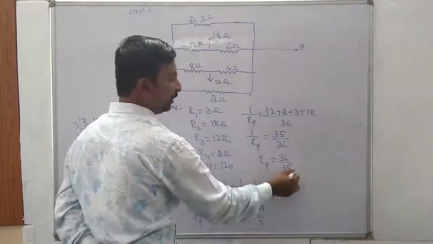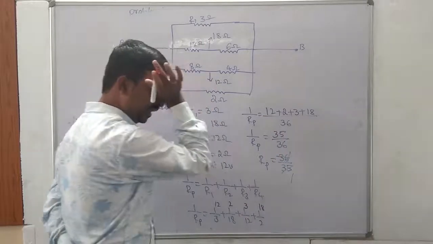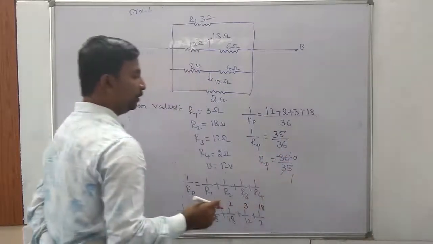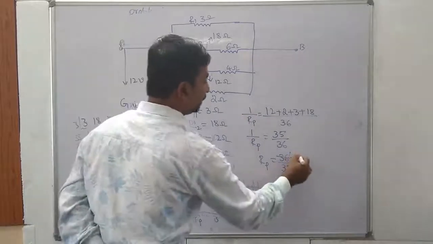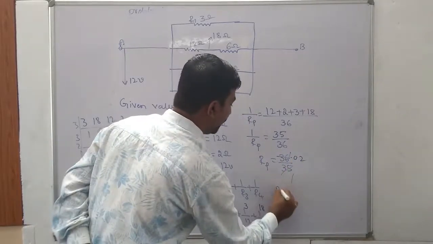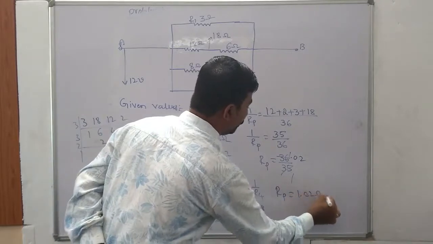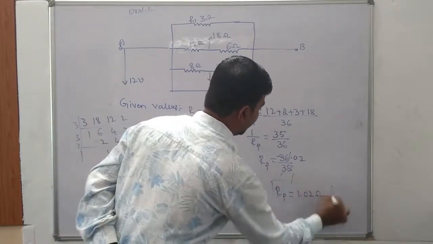35 ones are 35, then 35 twos are 70, so then RP is equal to 1.02 ohm, the effective resistance.